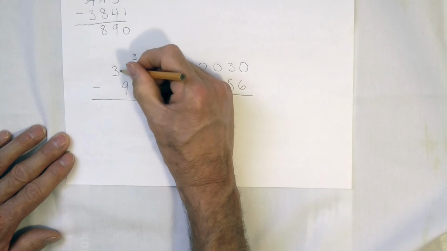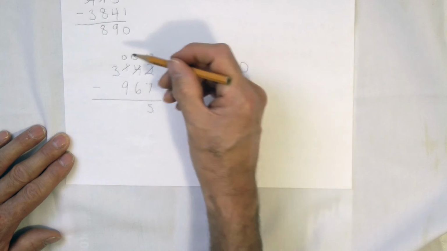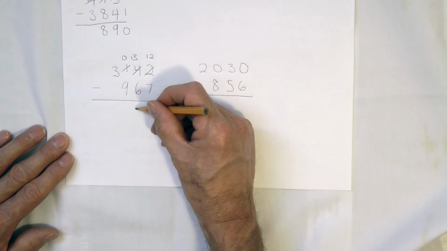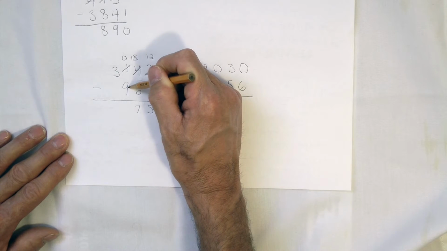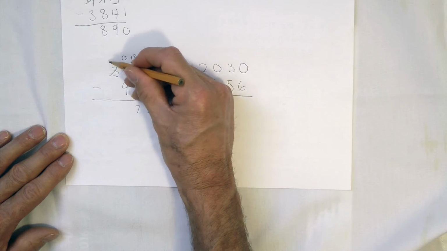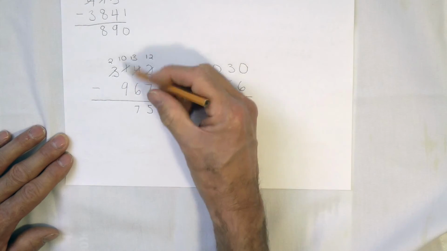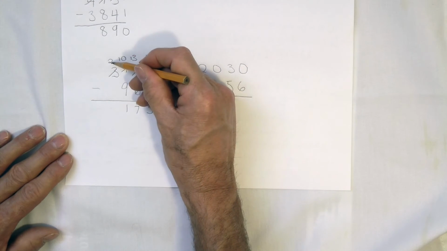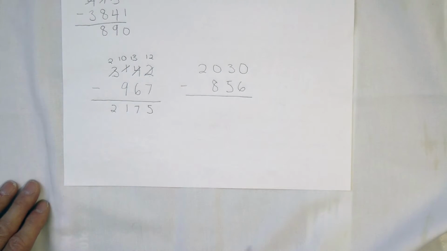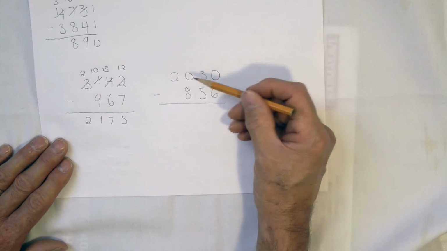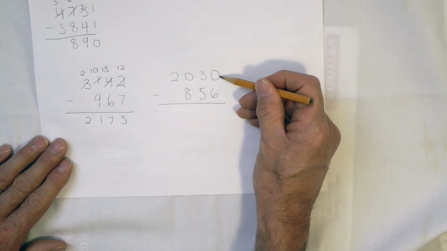3 cannot take away 6, so we get help. 1s become 0s. Now we have 13. 13 minus 7 is 6. 0 in the hundreds cannot take away 9 hundreds, so we regroup this as 2. Send 10 next door. 10 minus 9 is 1. And then we bring down the thousands column for a total of 2,175.